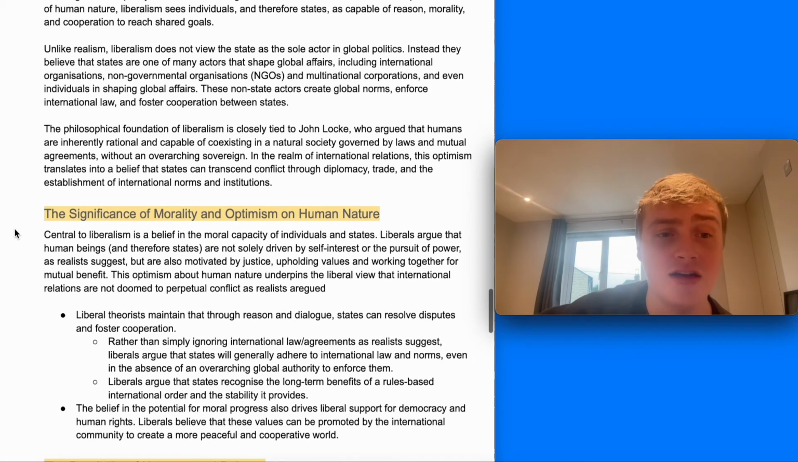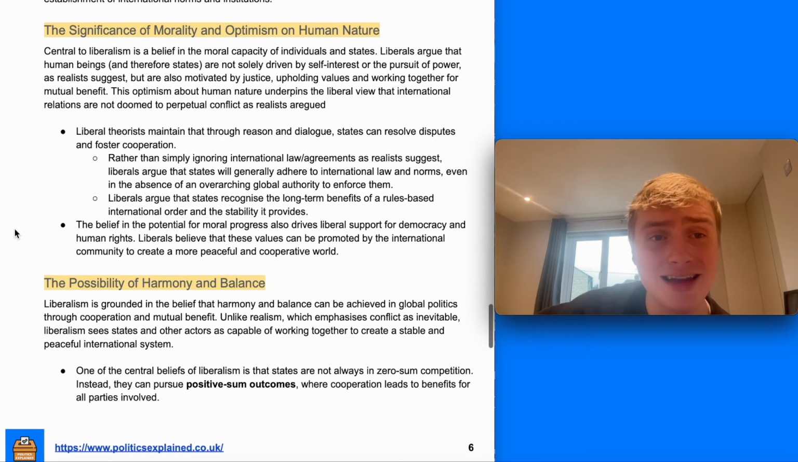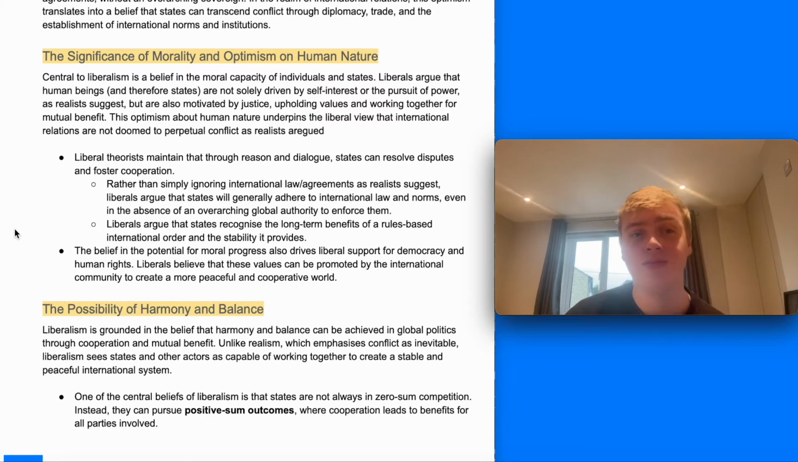So looking at the first key idea, that's the significance of morality and optimism on human nature. Central to liberalism is the belief in the moral capacity of individuals and states. Realists have a very pessimistic view of human nature. Liberals, on the other hand, have a positive view of human nature. And they argue that individuals, and therefore states, aren't driven just by self-interest and the pursuit of power. They're also motivated by ideals of justice, upholding values, and working together to help each other.